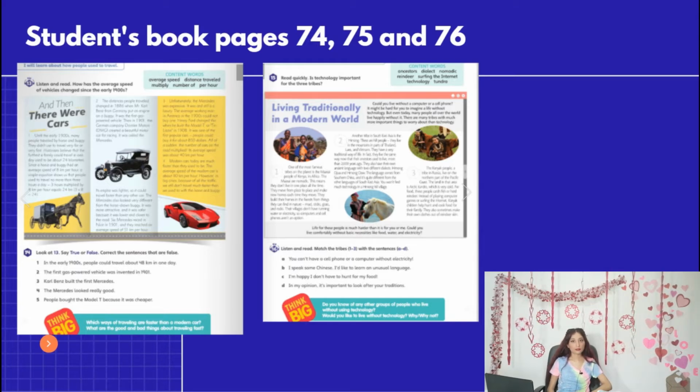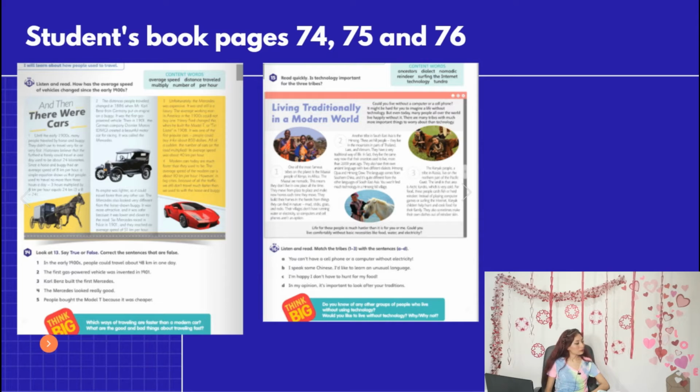And then there were cars. Until the early 1900s, many people traveled by horse and buggy. They didn't used to travel very far or very fast. Historians believe that the furthest a family could travel in one day used to be about 24 kilometers.